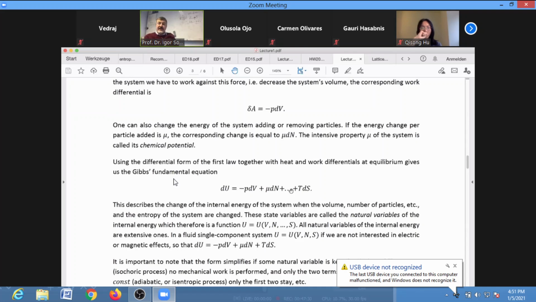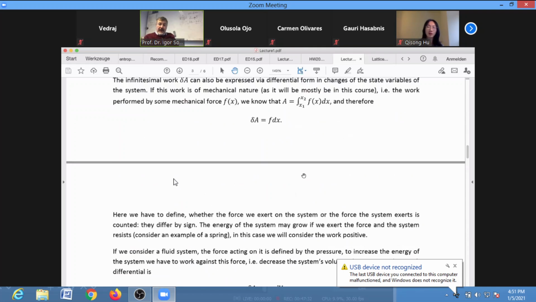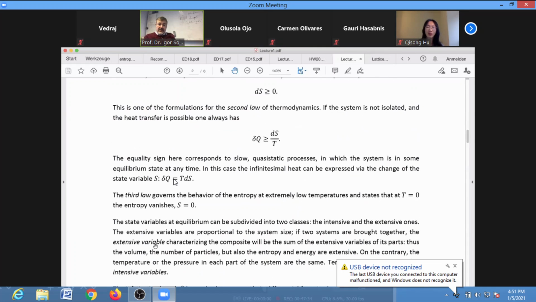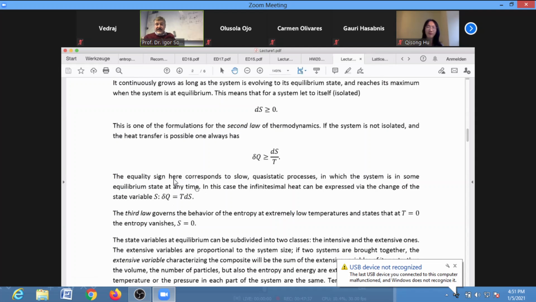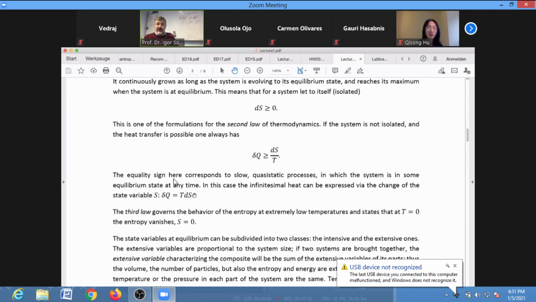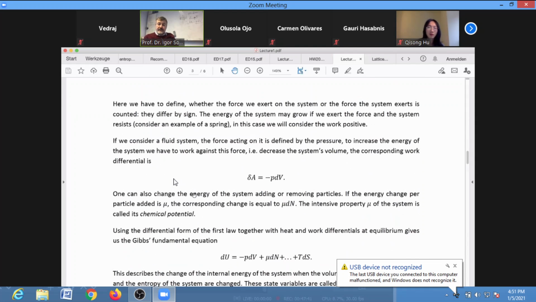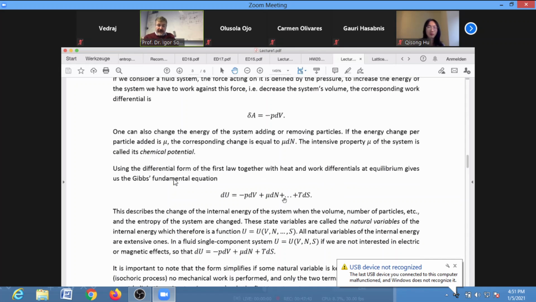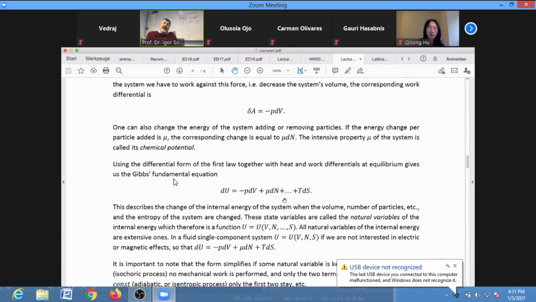And then at the end, I have dq, and dq is put in this form for quasi-static process, and this is TdS. This form is called the Gibbs fundamental equation, and this is essentially the main mathematical equation of classical equilibrium thermodynamics.